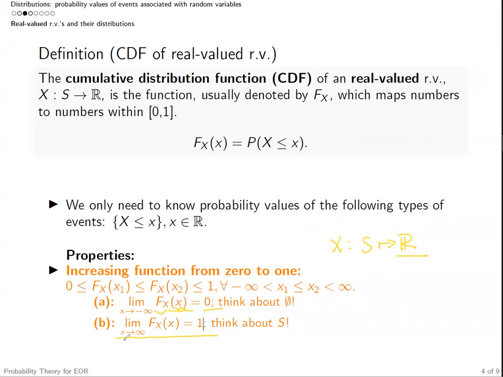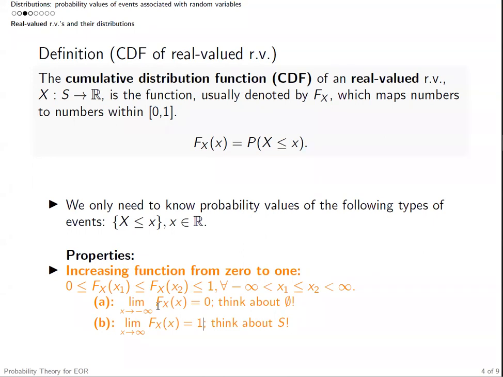Because if we let x go to positive infinity, then essentially this is going to cover the whole real line, and x only takes values from the real line. It contains all the values from the real line. So it's essentially equal to the probability value of the sample space. According to the axiom of probability, we know it's equal to 1. So this is the first property associated with this CDF function.